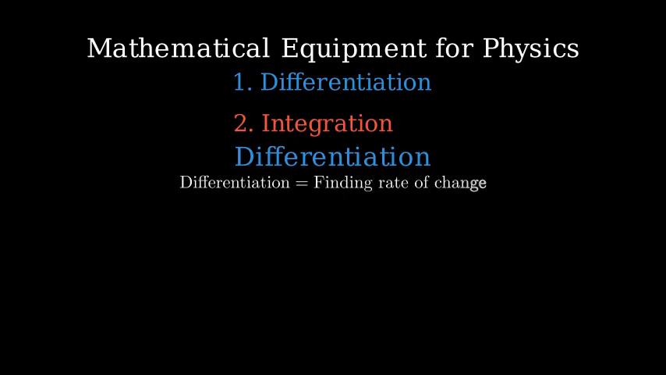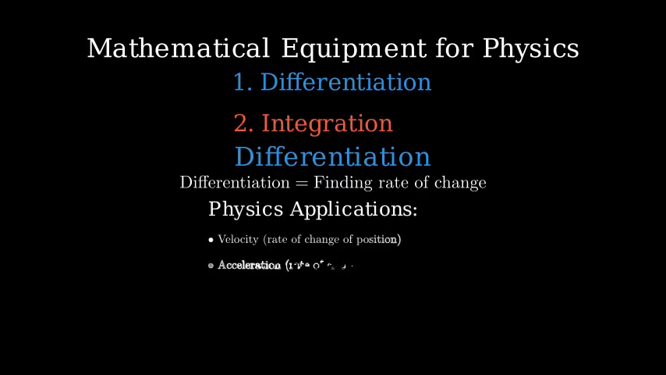Differentiation helps us understand how quantities change with respect to other quantities, essentially finding the rate of change. In physics, we often need to calculate rates like velocity, acceleration, and many other physical quantities that involve change.